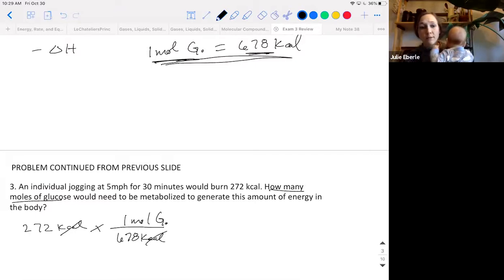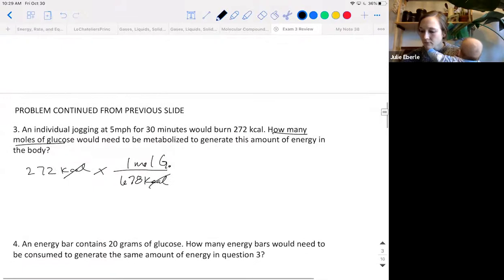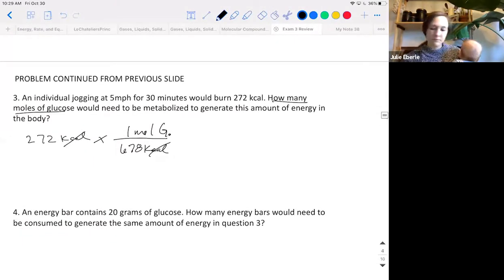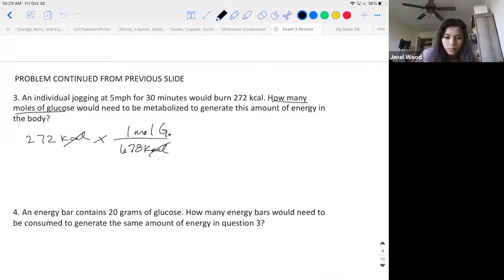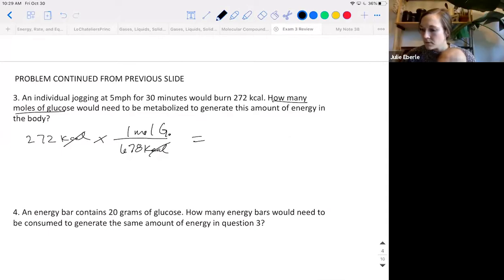So then this is just a one-step conversion problem. These problems really trip people up, but it is just one step here. Any questions on that one? What'd y'all get? 272 divided by 678. 0.401 moles of glucose.